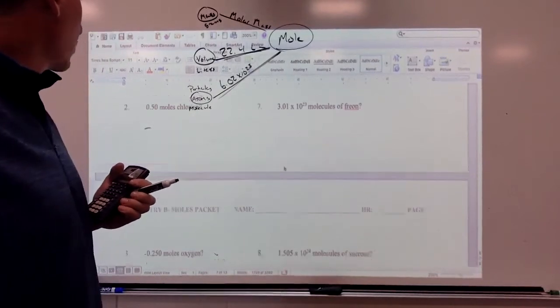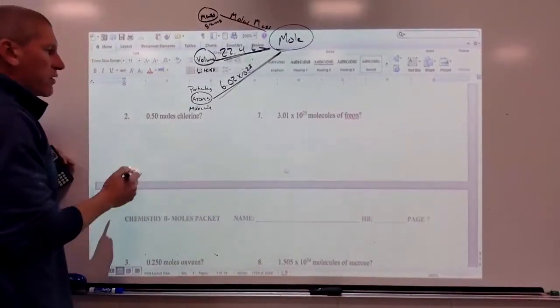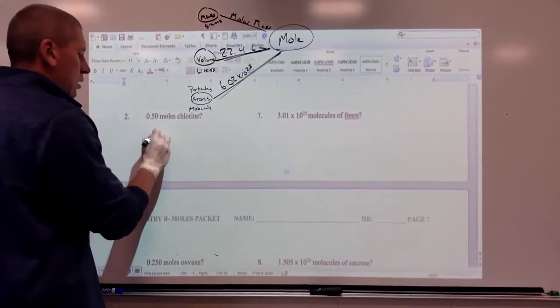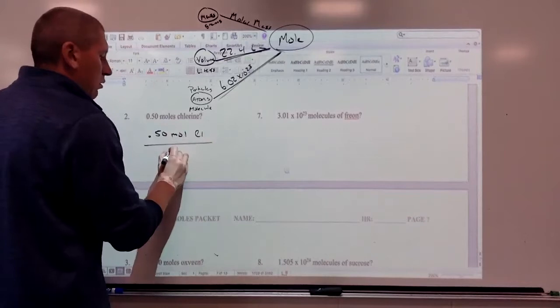All right, so this one, we have 0.5 moles of chlorine. So write what you know: 0.50 moles of chlorine. Chlorine is Cl. We put that over 1.